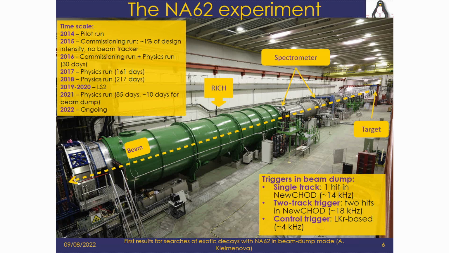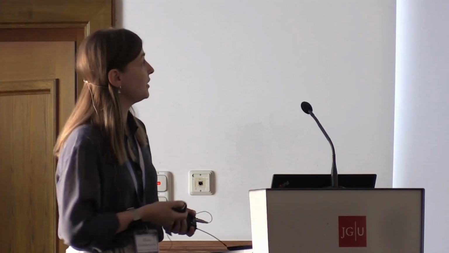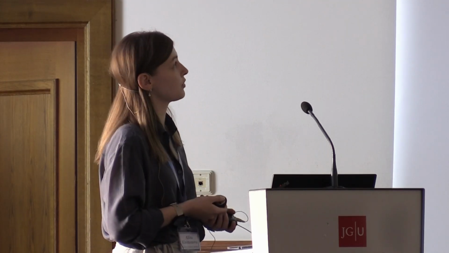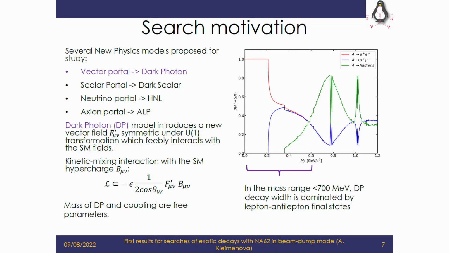Just for the information, since I will be talking about the beam dump, it obviously has dedicated trigger streams for its data taking, and it has mainly single track, two track, and control triggers. The single and two track triggers are based on the charged hodoscope detector, and these triggers we will be using in the analysis. So let's come to the main topic of the talk. We have a lot of motivation to search for new physics, and we studied in particular in this case the vector portal, which is the dark photon.